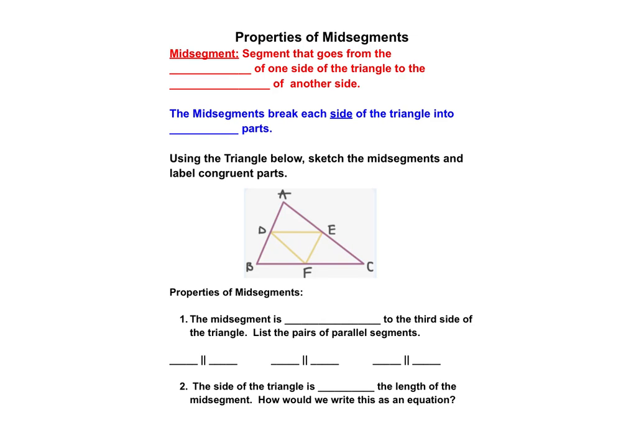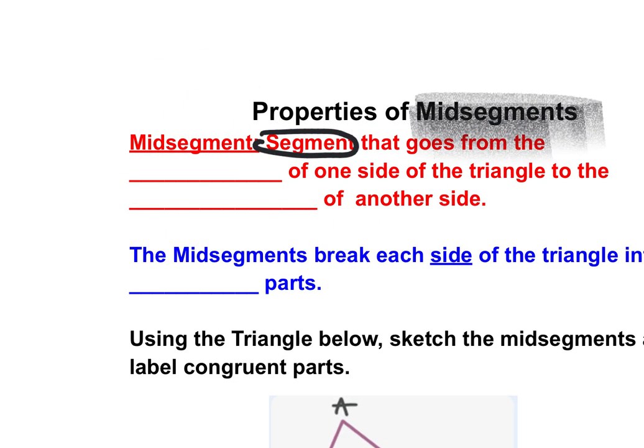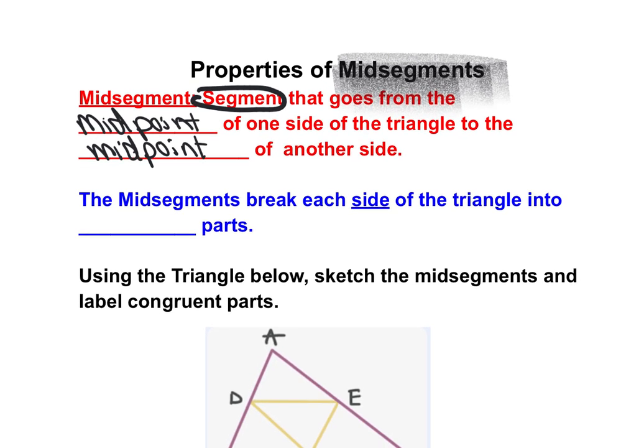Today we are going to take a look at the properties of midsegments. And just a reminder, first thing we're going to do here is define what a midsegment actually is. So a midsegment is a segment that goes from the midpoint of one side of the triangle to the midpoint of the other side. So a midsegment goes from midpoint to midpoint. Kind of makes sense. And the midsegment breaks the side of the triangle into two equal parts.